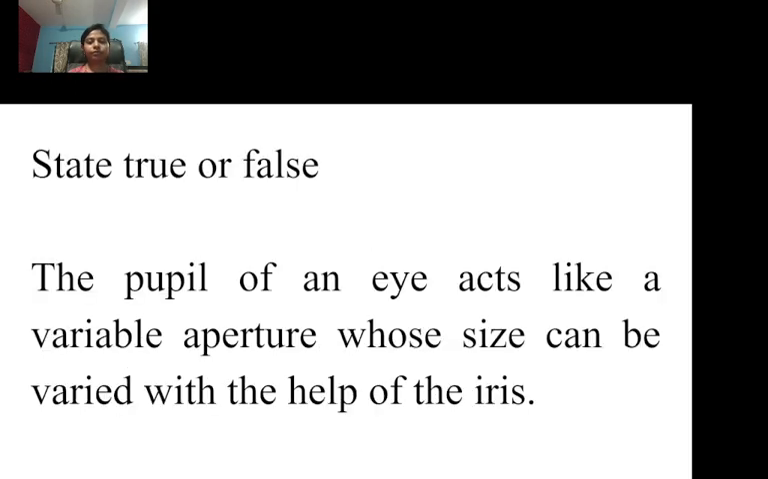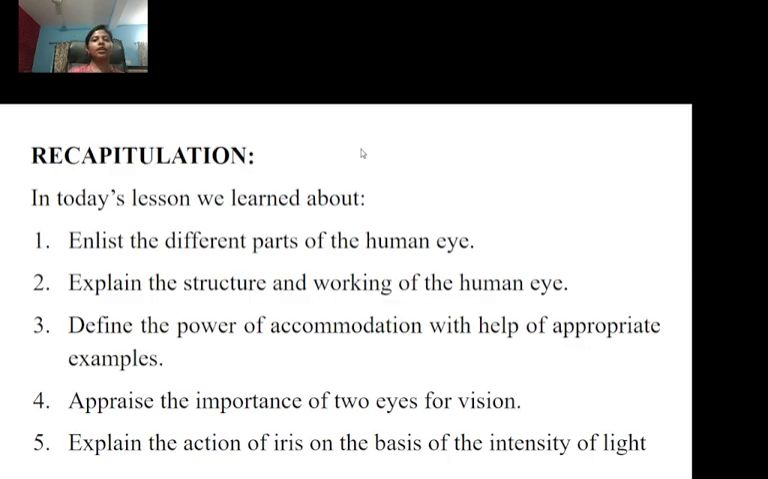Right. Now, straight true or false, student? The pupil of an eye acts like a variable aperture whose size can be varied with the help of the iris. Straight true or false? Bittu and Sneha left. Yes, Bittu. Quickly respond. Yes, it's true. Good.